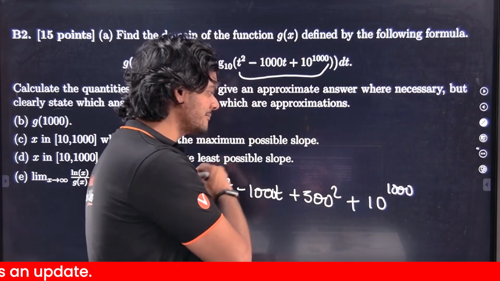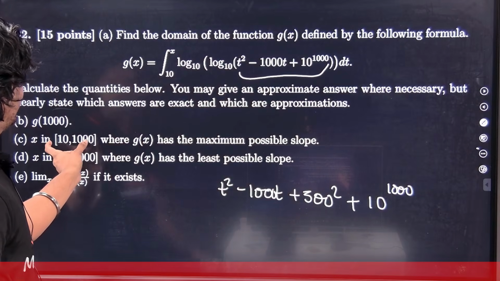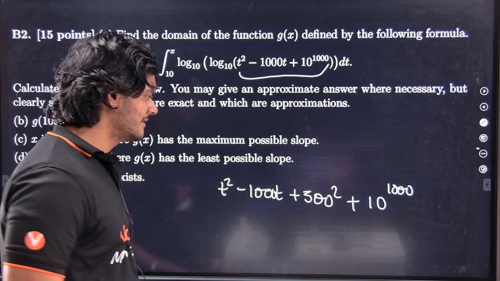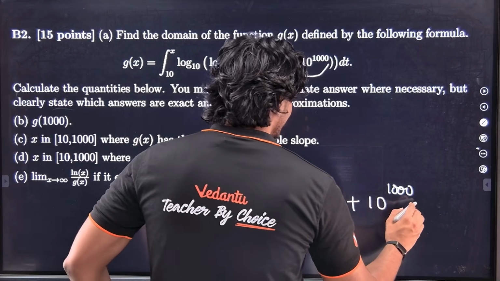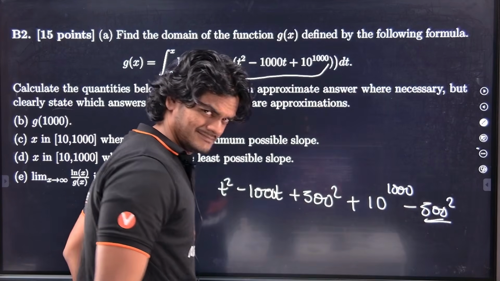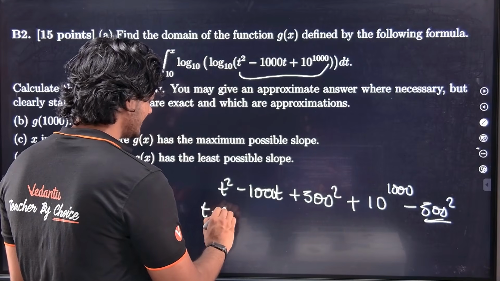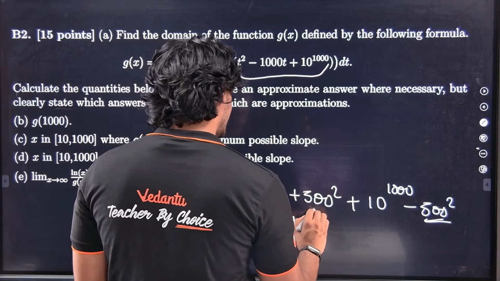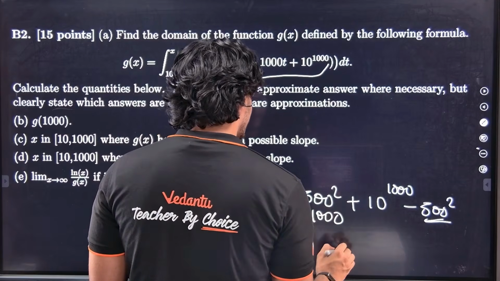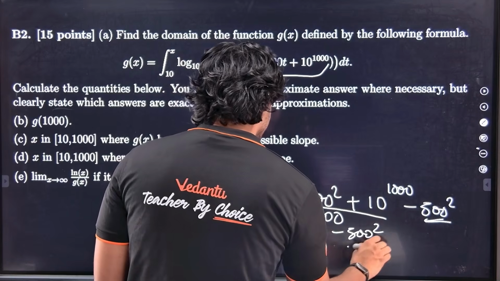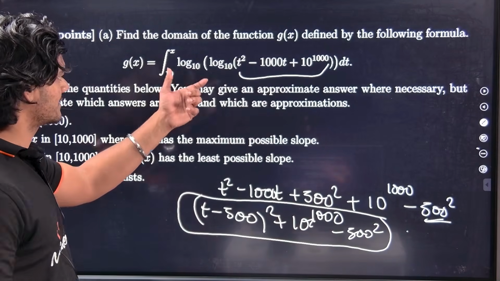It has nothing to compare in this range of 10 to 1000. The whole question talks about this range only. All right. So let's only talk about that. Minus 500 square. So 500 square is nothing. So this is t minus 500 whole square plus 10 power 1000 minus 500 square. All right. That is the quadratic.